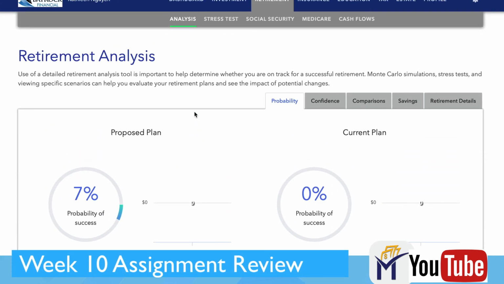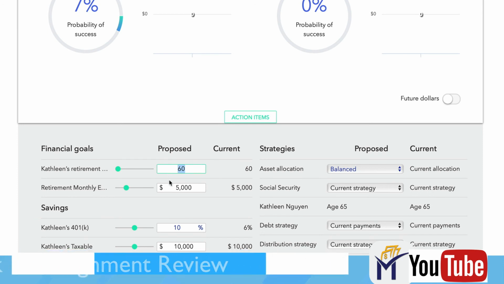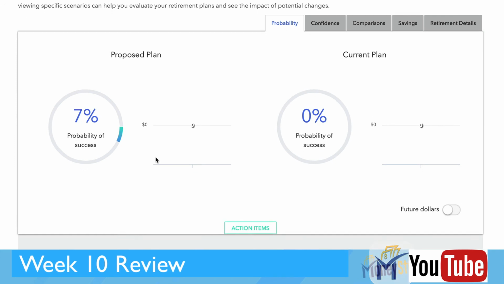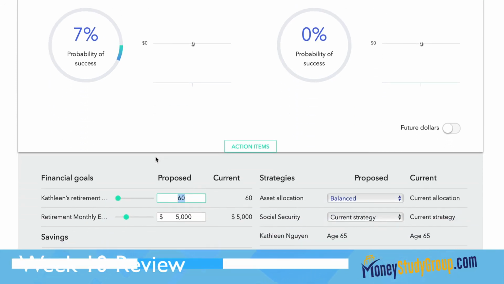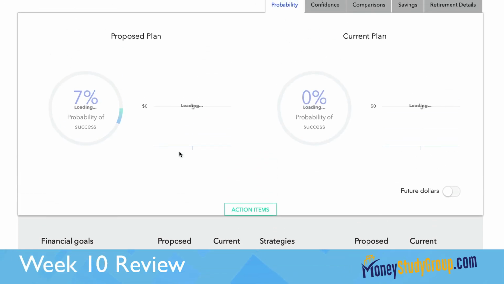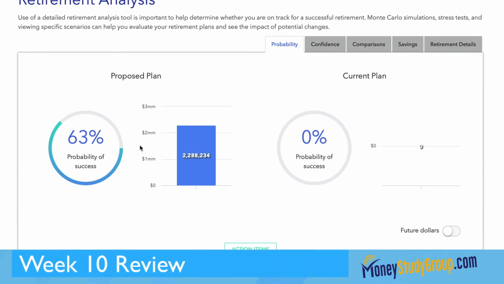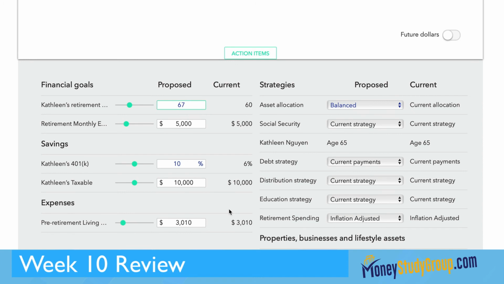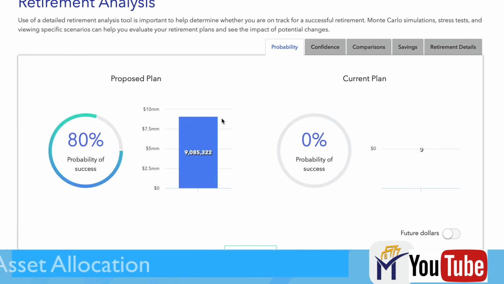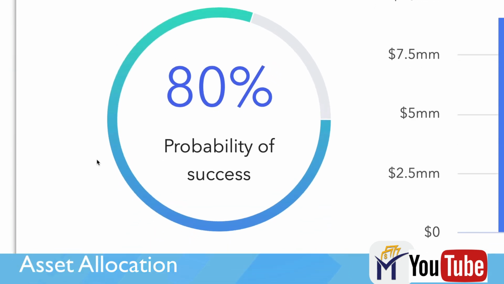I want to show you something though, Kathleen. You say you want to retire at age 60, which is way younger than the retirement age where you will receive Social Security, if Social Security even makes it that far. But let's go to age 67 and watch how that moves the needle. So all of these inputs will move the needle. This week's focus is asset allocation, and I wanted to make sure you knew how much you can move the needle in your retirement probability of success by simply using better asset allocation.